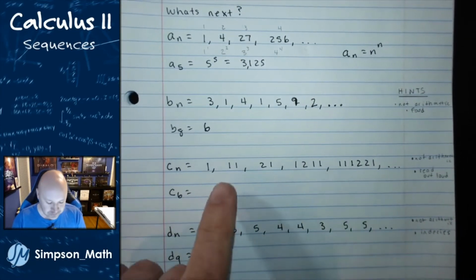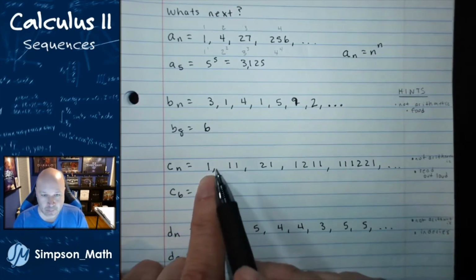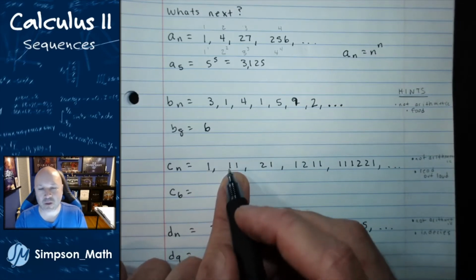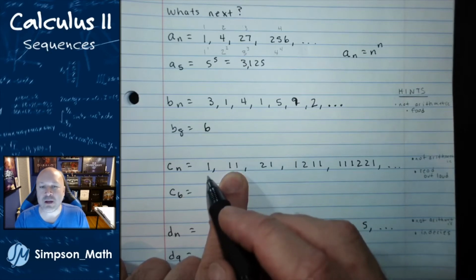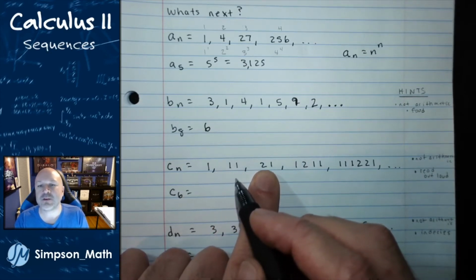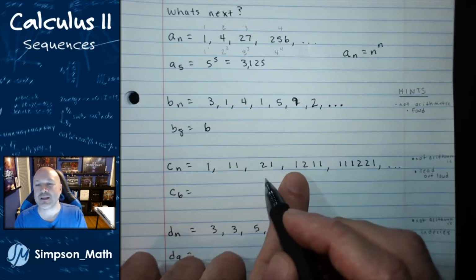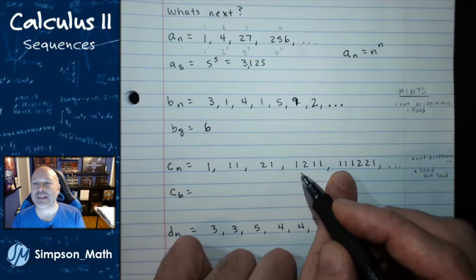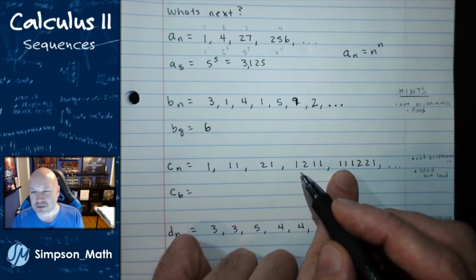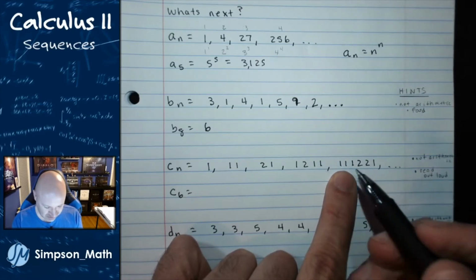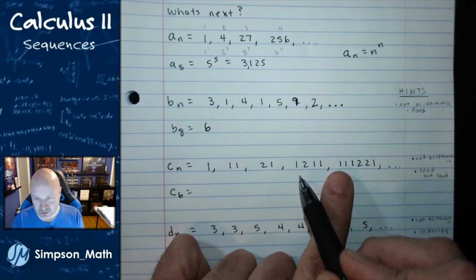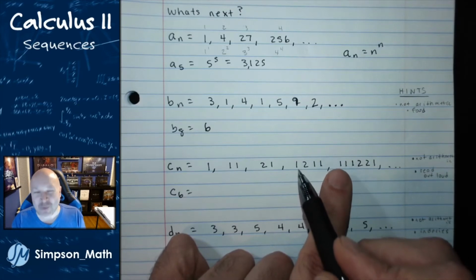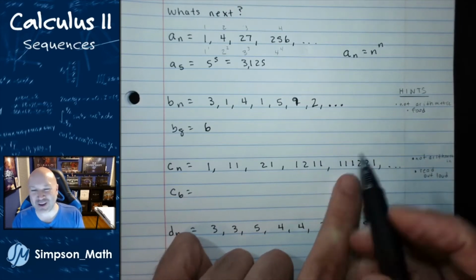Okay, the next one is even crazier. Listen to me read it out loud. The first term is 1. This is 1, 1. This is 2, 1. This is 1, 2, 1, 1. This is 1, 1, 1, 2, 2, 1. Whew, that's pretty hard. Okay.